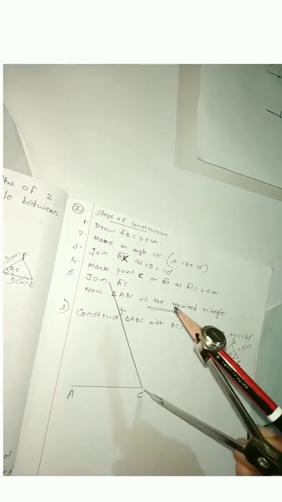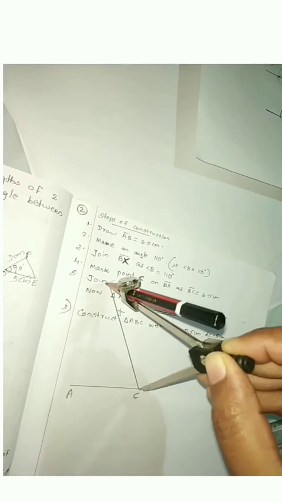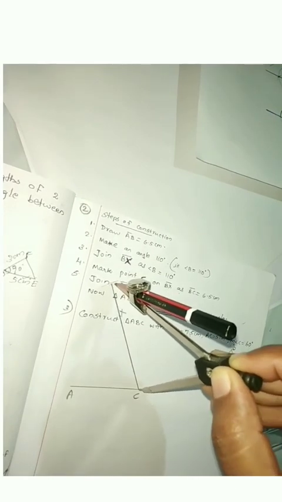Keep the compass point on C and mark here 7.5. Then mark this joining point as B. Then join A and B.